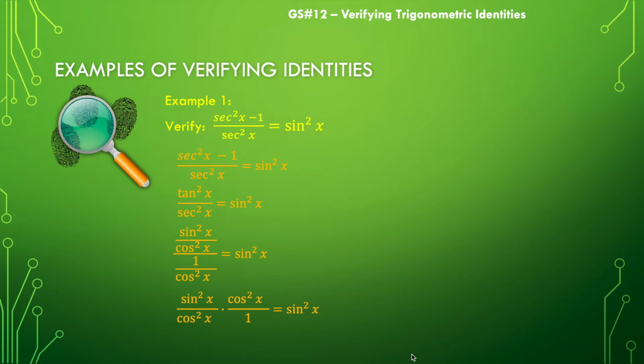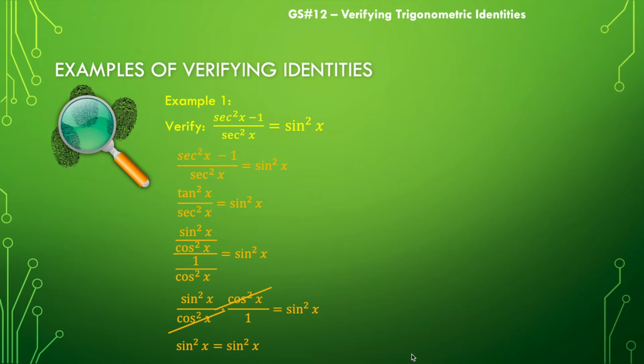Now, I notice right away that I've got a cosine squared of x in the numerator and the denominator, so I can cancel those out. And I'm left with sine squared of x equals sine squared of x. And that's exactly what I wanted to show.